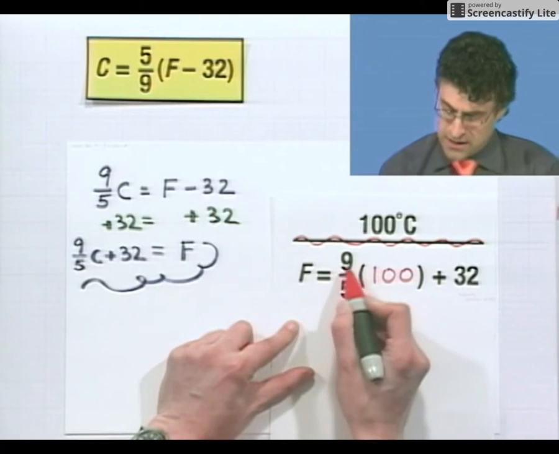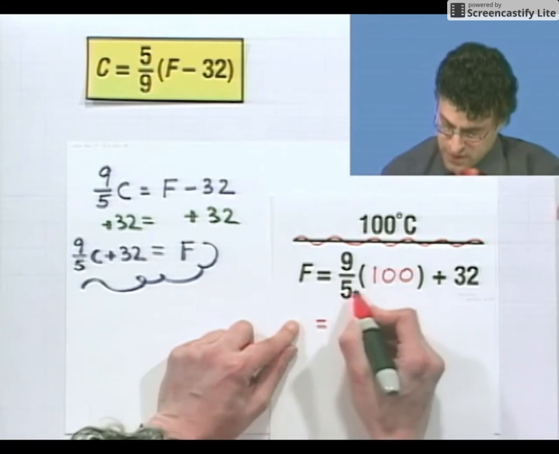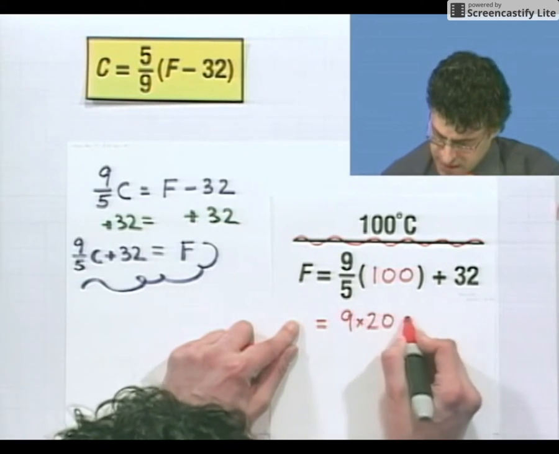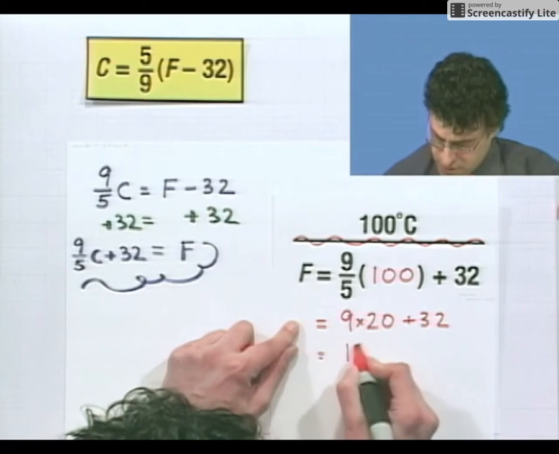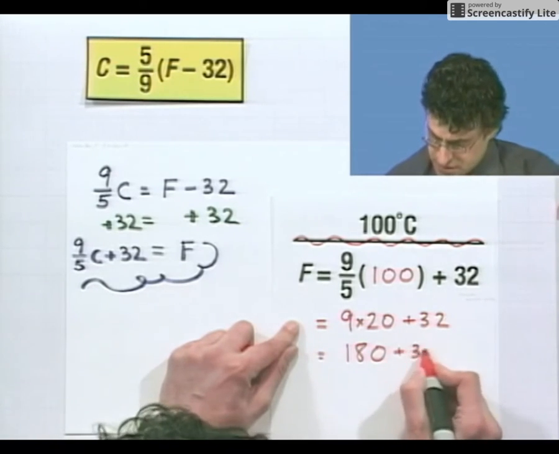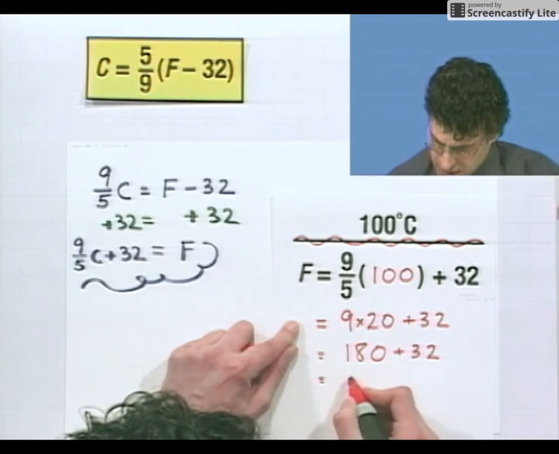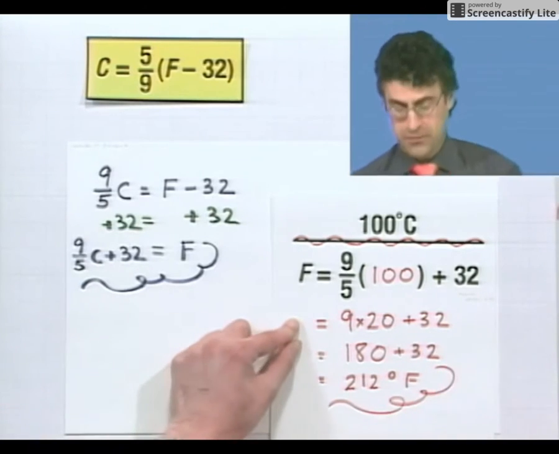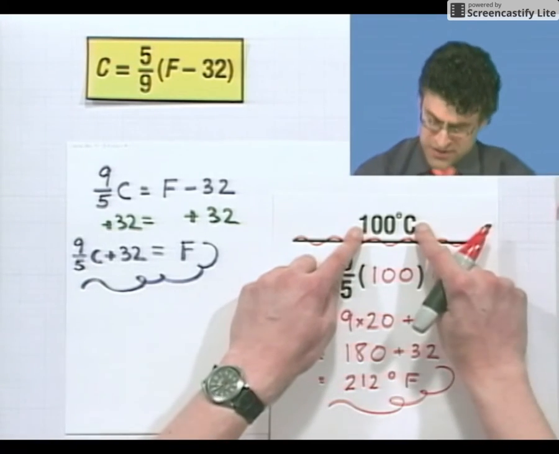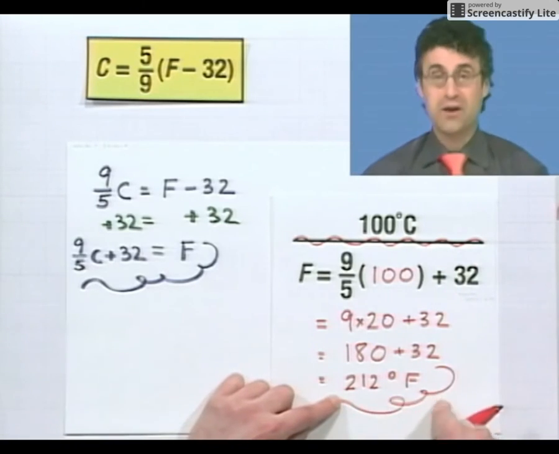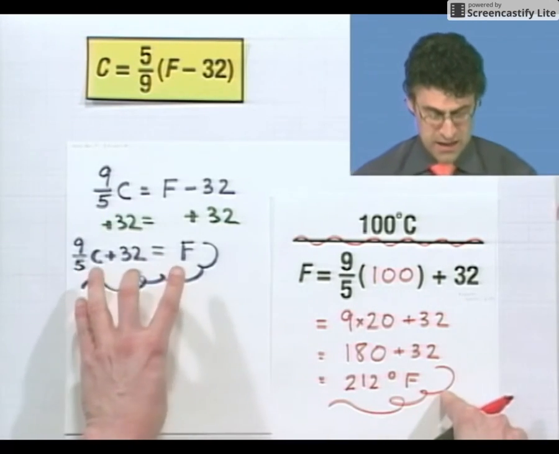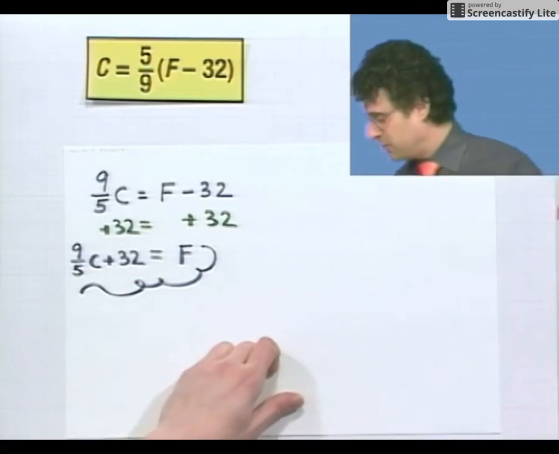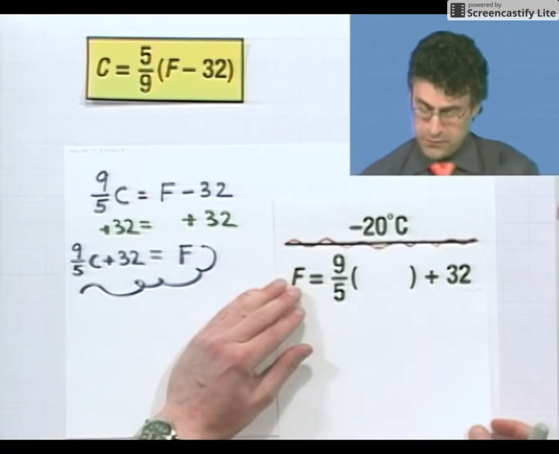And so I see 9/5 times 100, which equals, well, 100 divided by 5 is just 20. So I see 9 times 20 plus 32, which equals 180. We do the multiplication first. Plus 32, which equals 212 degrees Fahrenheit. Hot stuff. So 100 degrees Celsius is equal to 212 degrees Fahrenheit. We made that conversion by taking a look at this particular formula, which gives us those two variables and their connection, and plugged in one quantity for one variable, and saw what was left for the other.